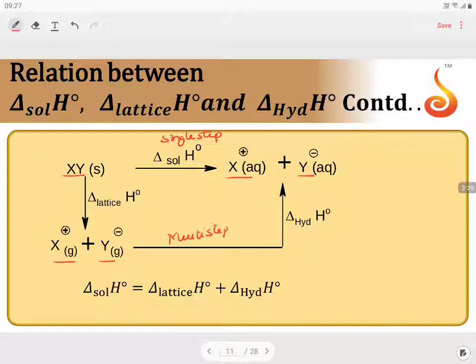Now according to Hess's law, the total enthalpy should remain constant. Enthalpy of solution in a single step is equal to lattice enthalpy plus hydration enthalpy. This is the relation between enthalpy of solution, lattice enthalpy and hydration enthalpy.